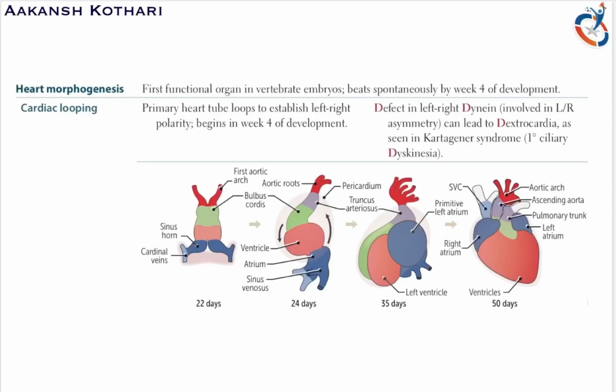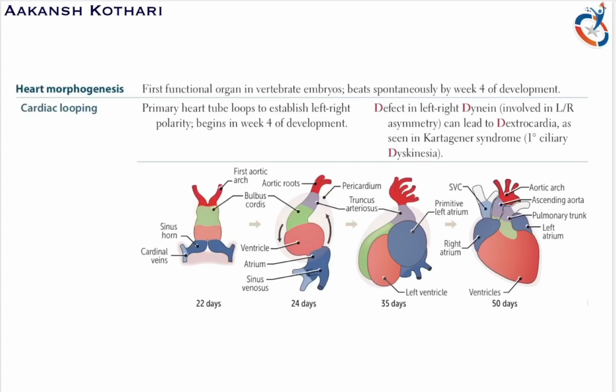Now, when there is a defect in the dynein protein or the cilia, then it can lead to dextrocardia, which is seen in Kartagener syndrome, which is also called primary ciliary dyskinesia. This is the pathology aspect of it. We'll discuss this in great depth when we talk about Kartagener syndrome. Okay. Now let me just show you different structures here.